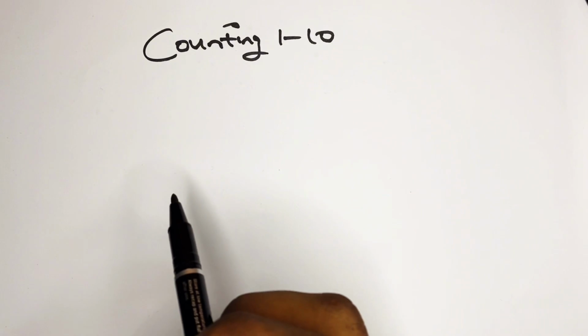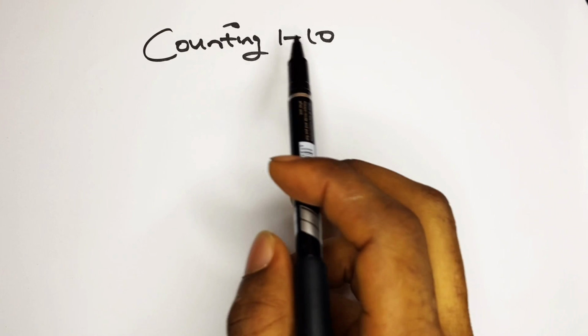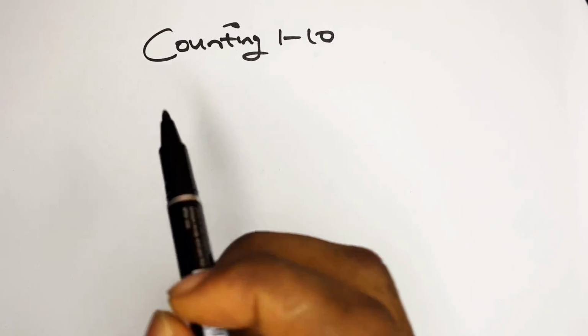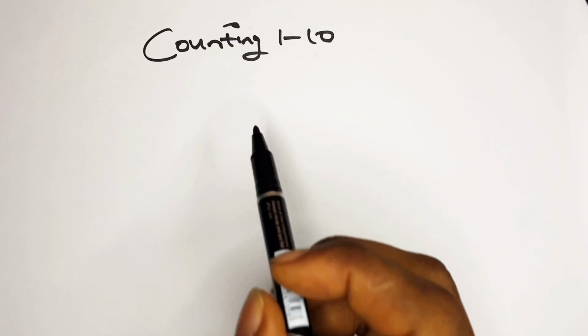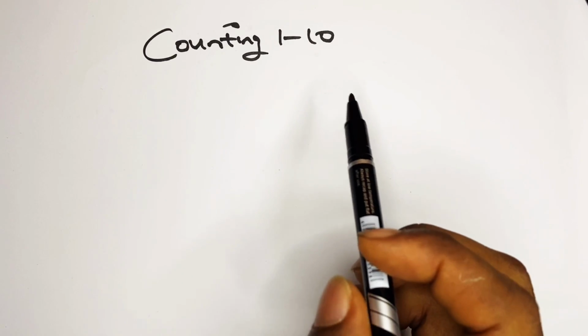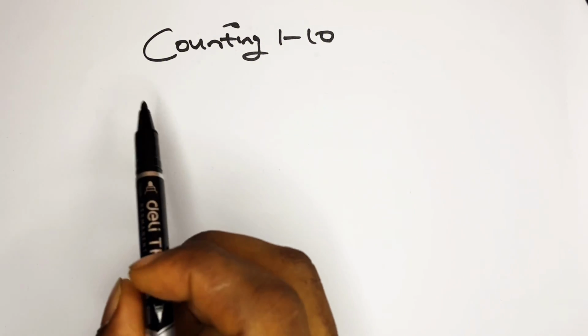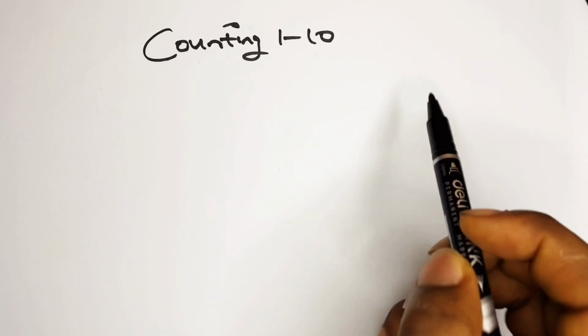In this video, we'll be talking about counting from 1 to 10. Counting numbers is one of the most basic, but one of the most important aspects in maths. It's not about writing numbers, it's about understanding the relationship between numbers and quantities.